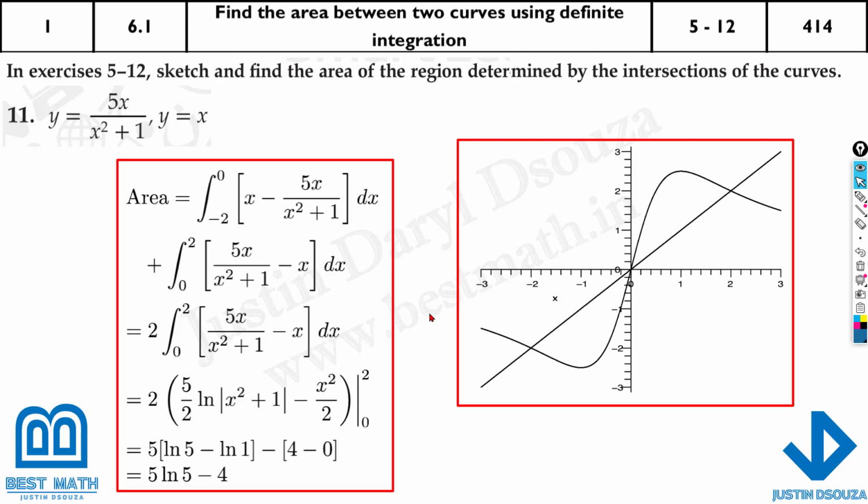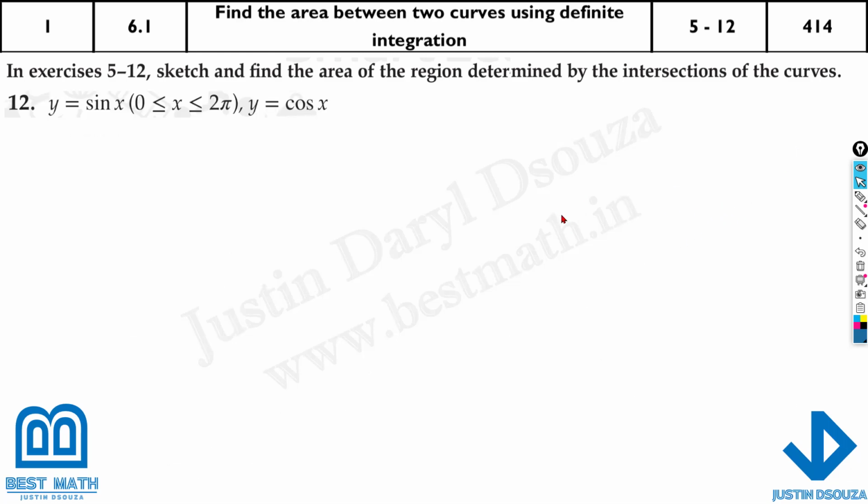The second one, the rational function was up and the linear function was down. Okay, we have a trigonometric function. This is an interesting one because they've given us the limits and we need to find all the intersecting points of sine and cosine between 0 and 2 pi. Now, if you know the unit circle, it's much easier to understand.